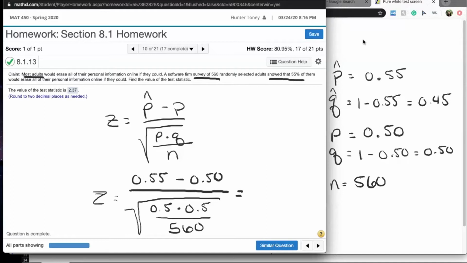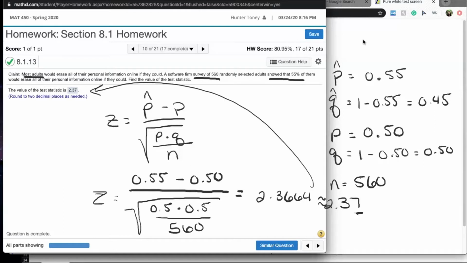So once you calculate that out, it should be equal to our z-score, which is 2.3664. But if we round it, since we have to round to 2 decimal places, 2.37. And that's it for this problem. That is where we get this answer.